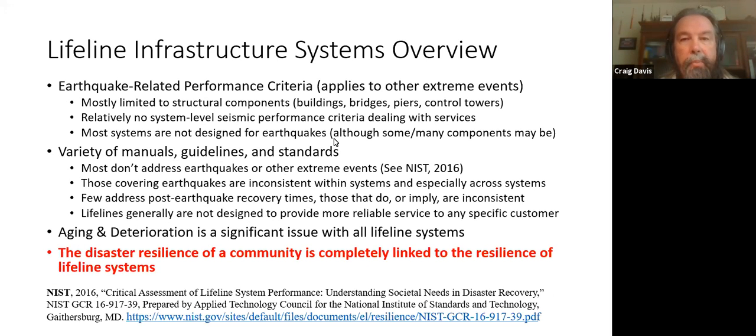There are earthquake-related performance criteria. It's mostly limited to structural components, such as buildings, bridges, piers, or control towers, but there are relatively no system-level seismic performance criteria dealing with all services. Most systems are not designed for earthquakes or other extreme hazards, although some or many components might be. So this is an emphasis that resilience relates to.